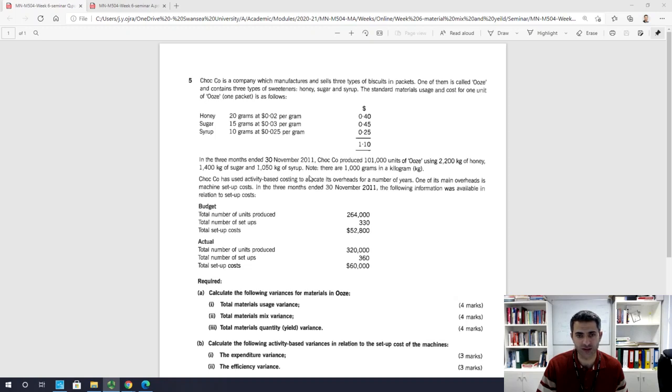That's fine. This is the question we need to cover. We are not interested in covering the rest of the question. We are only going to cover section A, where we need to calculate the material usage variance, which is the basic variance, and we calculate the material mix variance and the material yield variance. As I mentioned, B and C we are not interested in. So let's have a look at the first one, A.